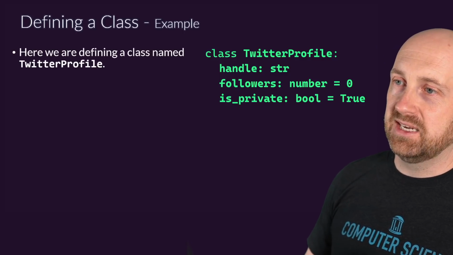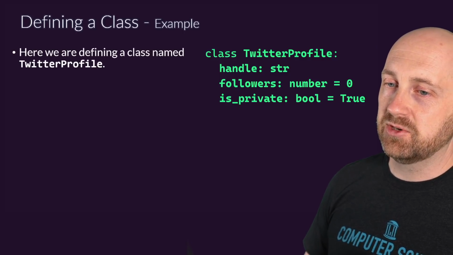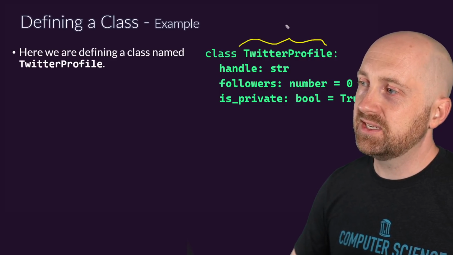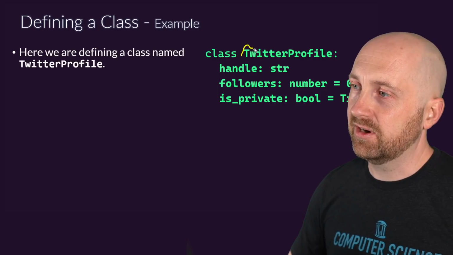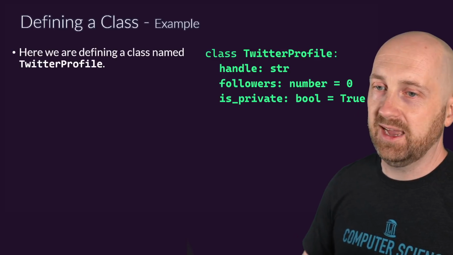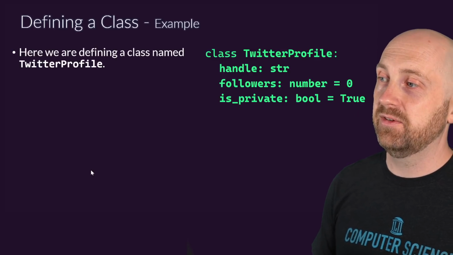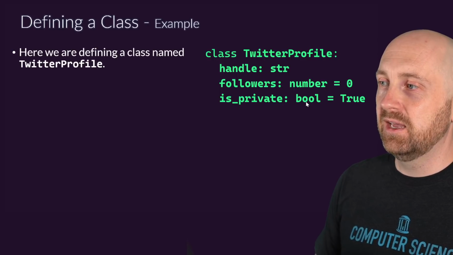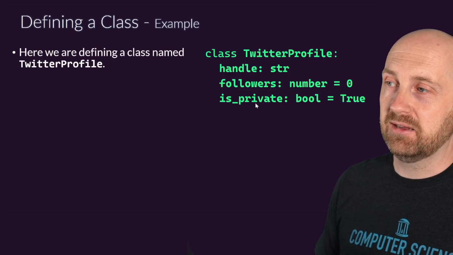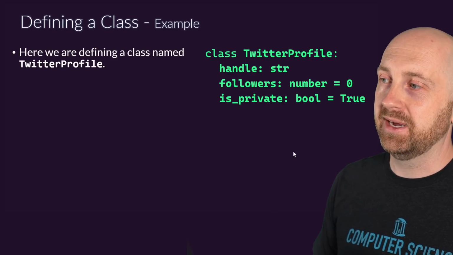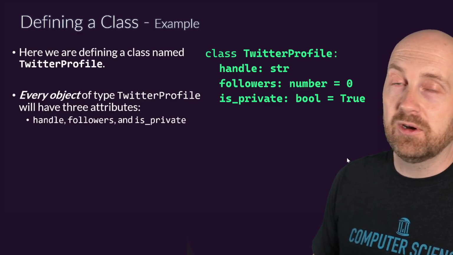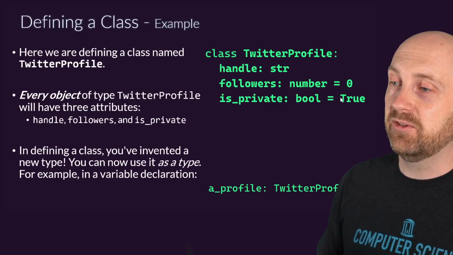Let's break down what we're seeing in this example. Here we're defining a class named TwitterProfile. So TwitterProfile is the class name. Notice it is in camel casing. So here's our capital T and then P is the beginning of the next word. And we've used that convention to name this particular class. Each of the attributes is then indented one level and looks just like a variable declaration where we give the name of the attribute followed by its type separated by a colon. And in the case of followers and is_private, these are attributes that have default values associated with them.